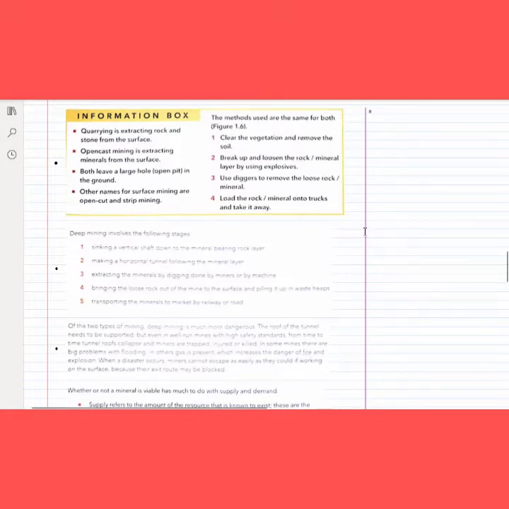Then again, all of these steps are the same. You're going to extract the minerals by diggers or by a machine. They're going to bring the loose rock out of the mine to the surface, pile it up in waste heaps, and then you're going to simply transport it.